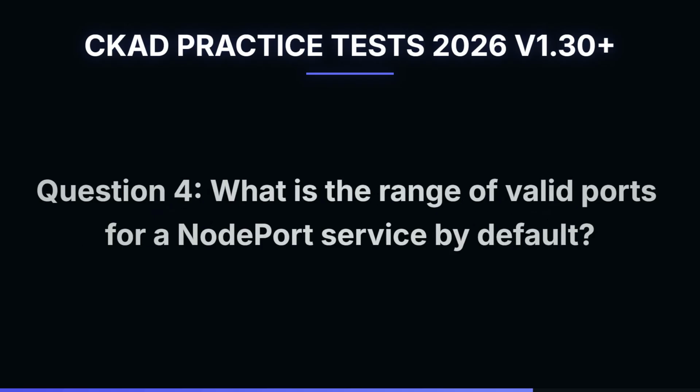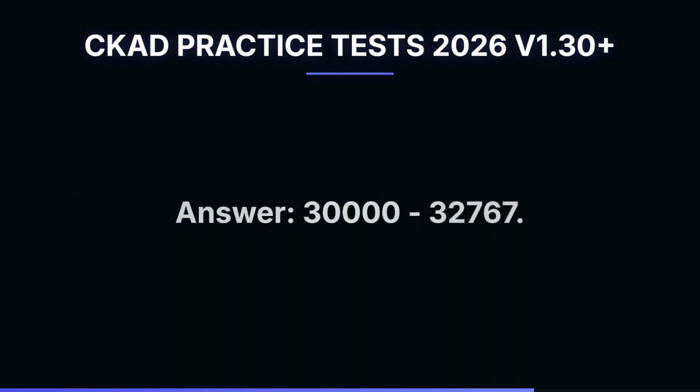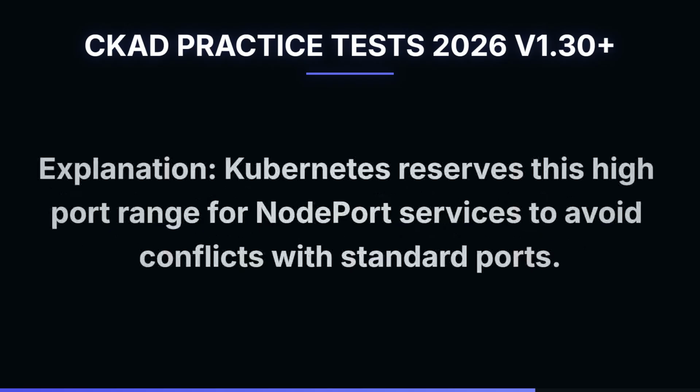Question 4. What is the range of valid ports for a NodePort service by default? Answer: 30000-32767. Explanation: Kubernetes reserves this high port range for NodePort services to avoid conflicts with standard ports.